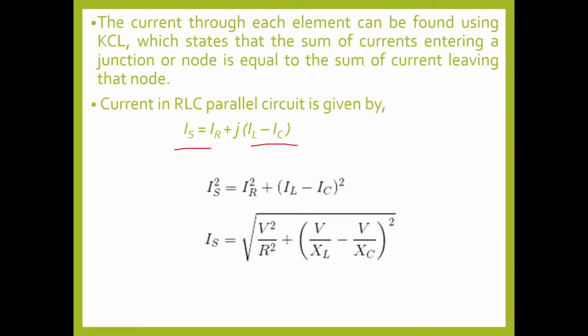Why are we writing XL minus XC? Because we are assuming inductive reactance XL is greater than capacitive reactance XC. So you can rewrite as IS square is equal to IR square plus IL minus IC whole square. So IS is equal to root of IR square plus IL minus IC whole square. Just replace all the I terms with their respective voltage and impedance and reactance values, and you will get this IS equation.